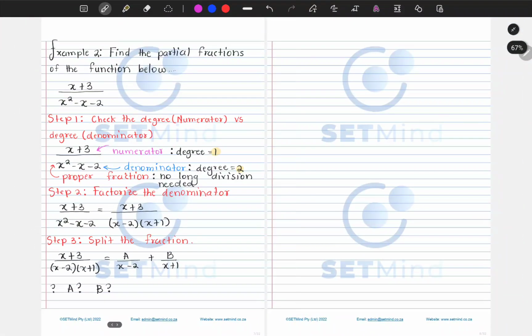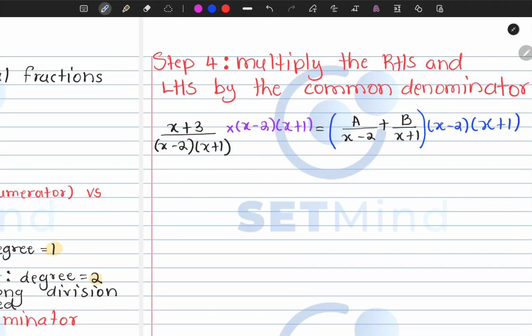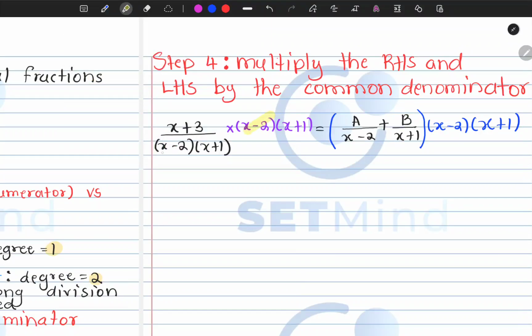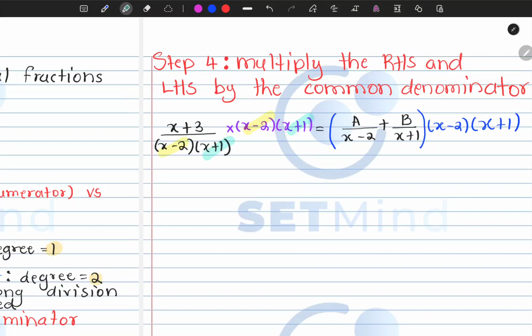That brings us to our step number 4, where we are supposed to multiply by the common denominator. If you look carefully, on the left hand side, after multiplying with our common denominator, there will be terms which are cancelling. The x minus 2 and the x minus 2 will cancel. The x plus 1 and the x plus 1 will cancel. So what we'll be left with is x plus 3 equals 2.